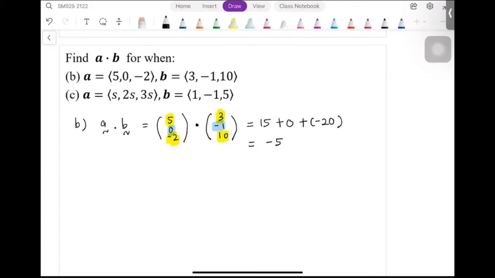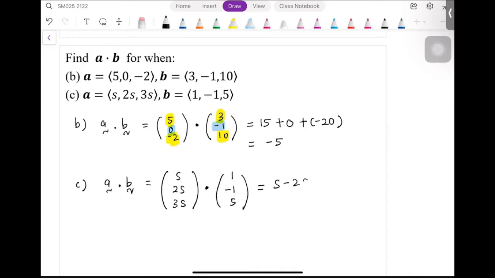We try once again with another one, part C. We have vector A dot B, where our vector A is (s, 2s, 3s) dot vector B, (1, -1, 5). Remember, just perform multiplication with the same elements. So we will have s minus 2s plus 15s. In this case, our final answer will be 14s.